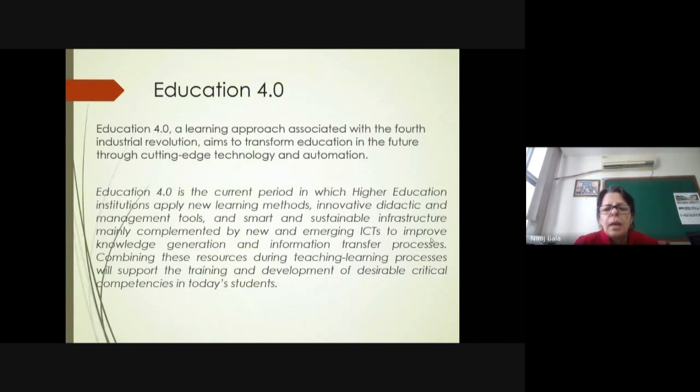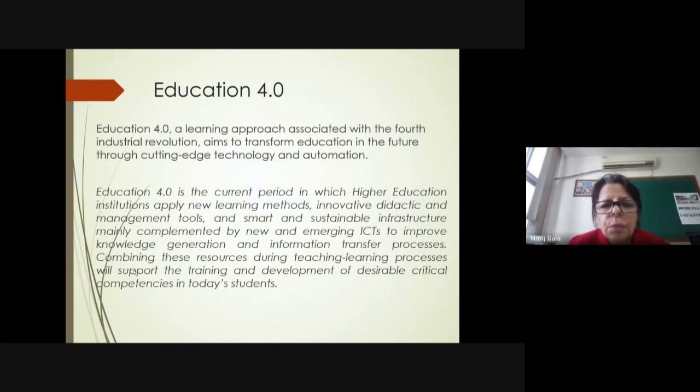So, if you see our FDP schedule, there also we have tried to add these new management tools. Combining these resources during teaching learning processes will support the training and development of desirable critical competencies in today's students.